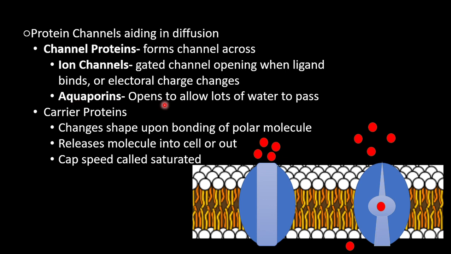Water can diffuse through the membrane on its own, but very slowly. It can also link onto ions while they pass through ion channels, up to 14 at a time. However, aquaporins are special channels just for water to get through, and if a cell opens up, water can quickly pass from one area to another. Next is carrier proteins, shown here. A carrier protein changes shape upon binding of a polar molecule. It releases molecules in the cell or out, and when it reaches the maximum it can transport, it is called saturated.